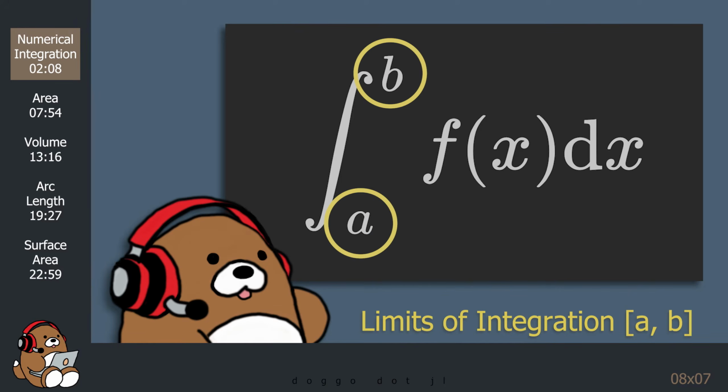The variables a and b represent the lower limit and the upper limit, respectively, of the interval [a, b] of the real variable x. This interval is called the limit of integration. By specifying limits, the integral is called a definite integral.